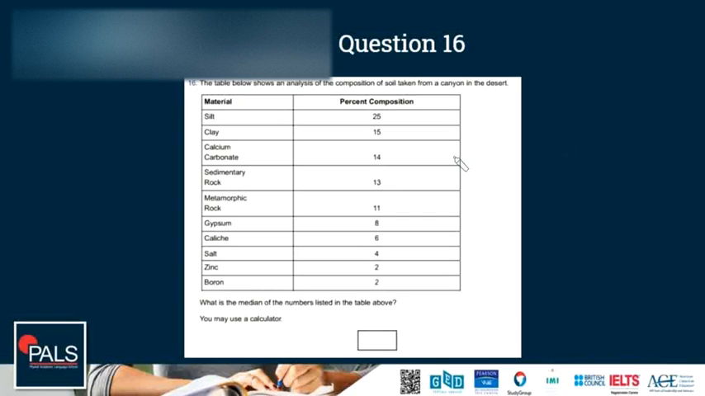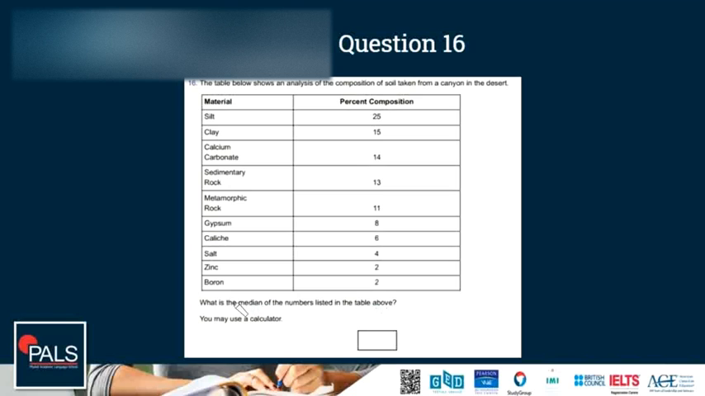Question 16. The table below shows an analysis of the composition of soil taken from a canyon in the desert. So we have different materials. You can have a read through these on your own. And their percent composition. The question is, what is the median of the numbers listed in the table above?